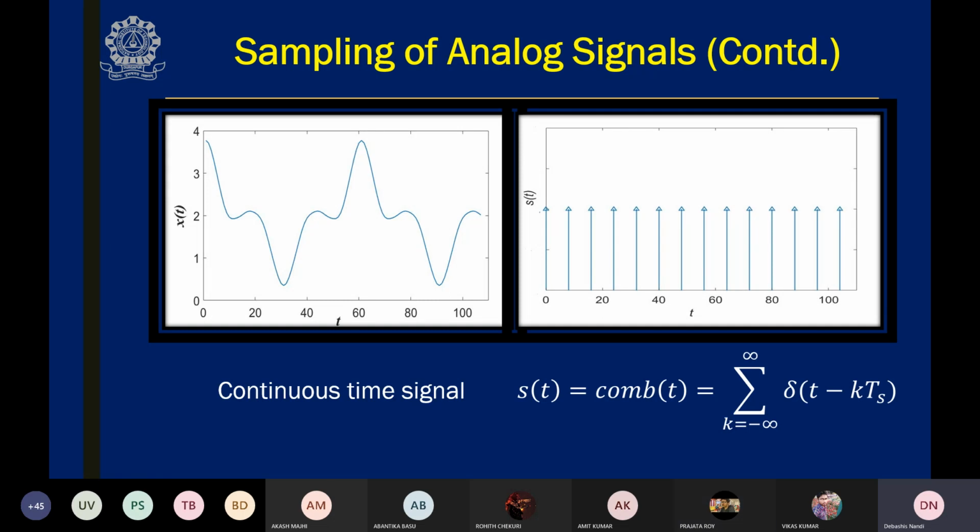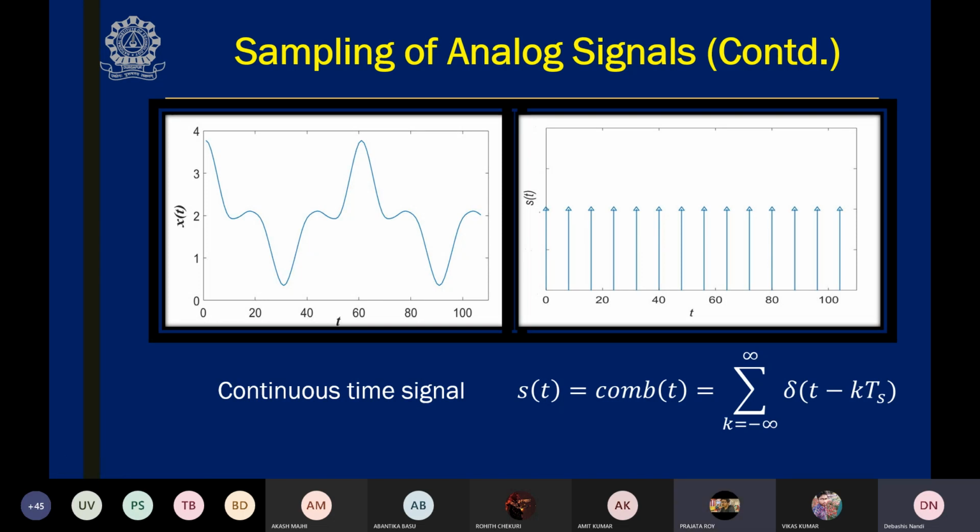This is actually the comb t function. It looks like a comb, the one by which you adorn your hair. So if you multiply this comb function with this analog function, then you will get the sampled signal. Sampling means actually multiplication of the analog signal with this kind of comb function. This is the mathematical interpretation, but there is a circuit for this too. I will discuss the circuit in the later part.